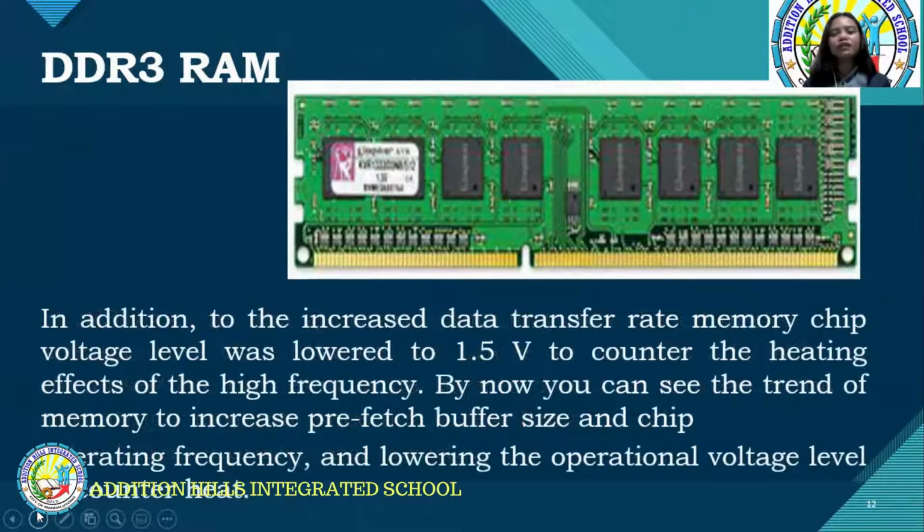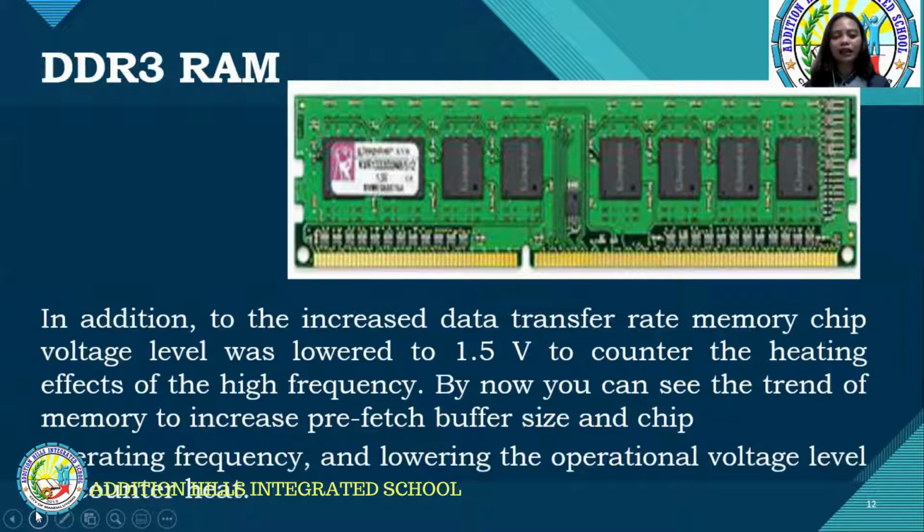In addition to the increased data transfer rate, the memory chip voltage level was lowered to 1.5 V to counter the heating effects of high frequency. So, ang DDR3 din, mas mababa na yung voltage niya kasi sa mga nauna, binaba ng 1.5 para hindi maka-effect sa iba pang mga components ng ating computer system. So, hindi rin siya magkaroon ng effect sa ating memory kasi kapag uminit ng masyado or grabing init, possible naman siya na masira talaga.